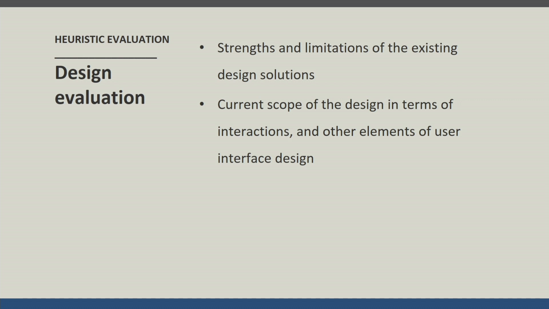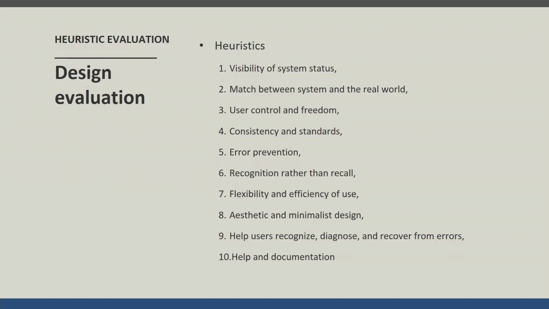You also get the current scope of the design in terms of interactions and other elements of user interface design, because the heuristics talk about recovery from errors, aesthetic and minimalist design, which is the visual design framework, efficiency of use, user control and freedom, match between the system and the real world, visibility of system status. So this is a fairly exhaustive review of the design, in terms of money but also time. But the advantage is that you get to cover the entire range of functionalities, including interactions, data elements, functional elements, everything in a heuristic evaluation process.